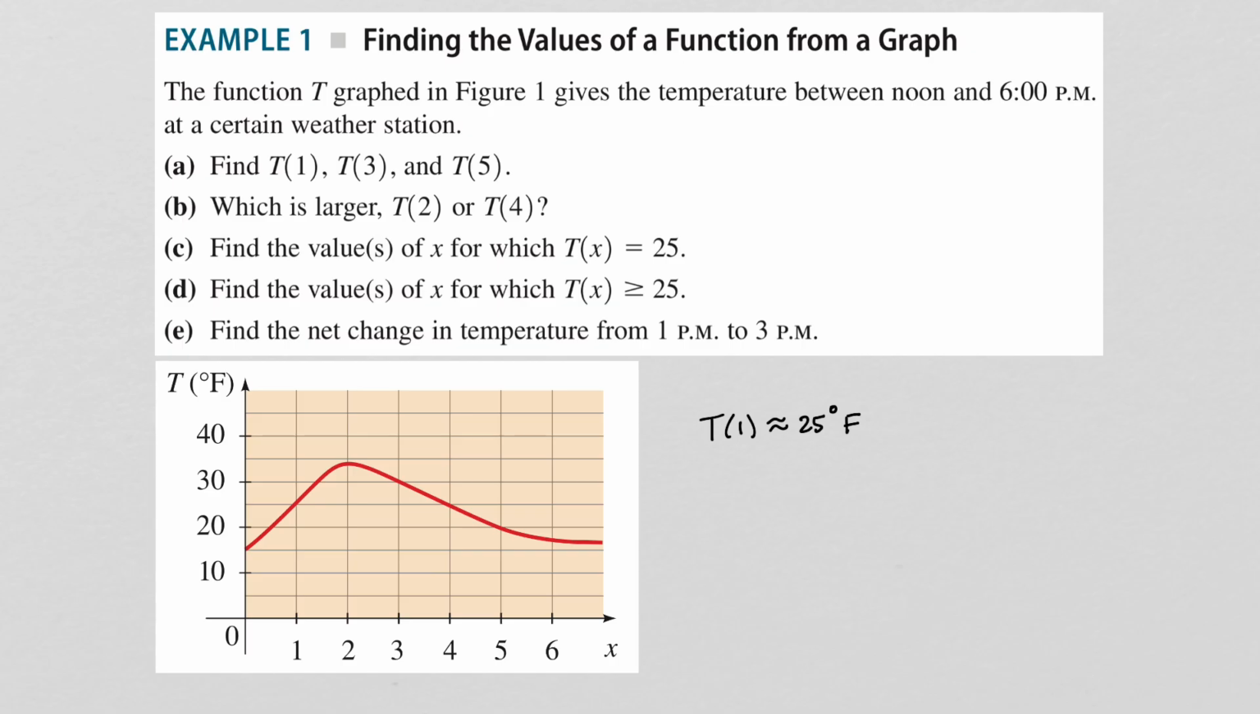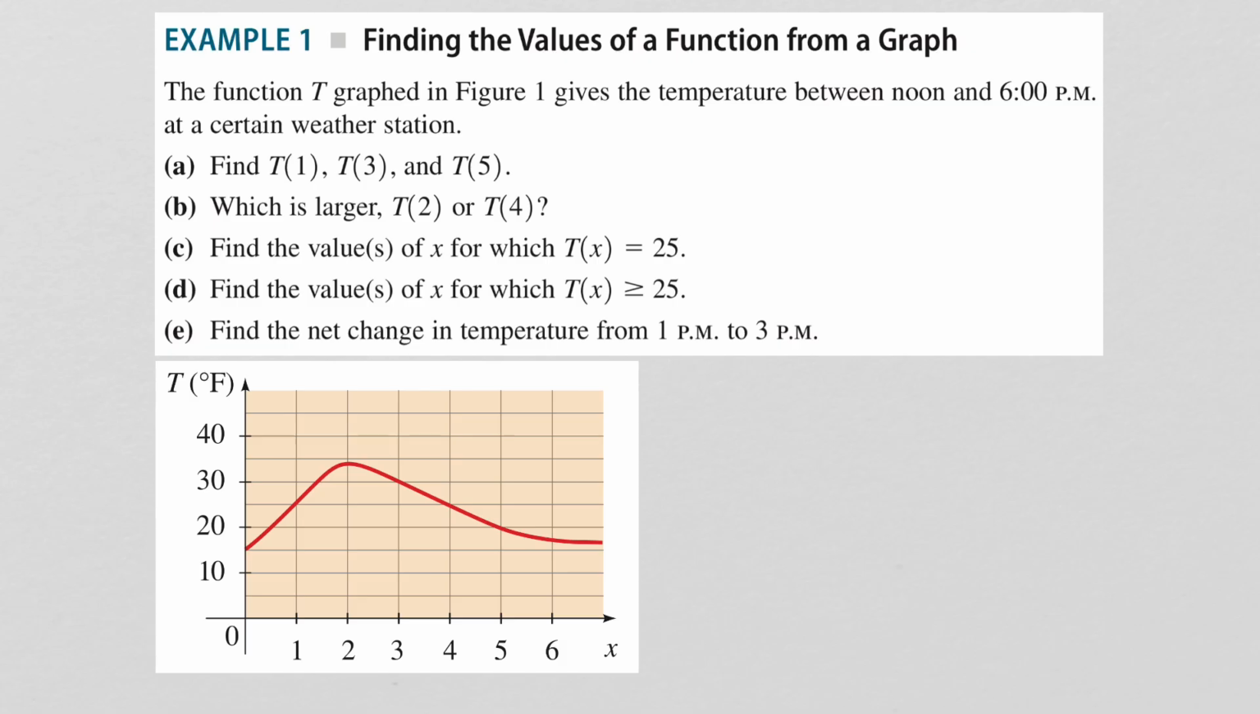T of 3, same idea, at 3 o'clock. T of 3 is right here, which appears to be around 30 degrees Fahrenheit. And T of 5 appears to be around 20 degrees Fahrenheit. And notice that we didn't have to use any complicated equation or anything like that. All we have to do is understand how to interpret the graph.